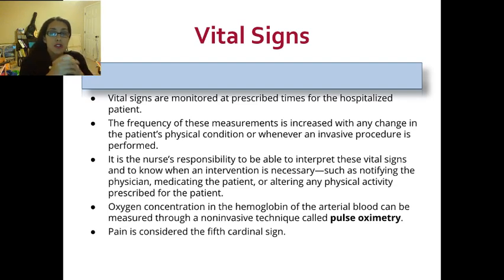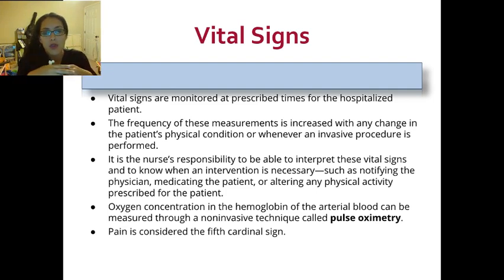It is the nurse's responsibility to be able to interpret these vital signs and to know when an intervention is necessary, such as notifying the physician, medicating the patient, or altering any physical activity prescribed for the patient. It's not only nurses; we also have EMTs, paramedics, PAs, nurse practitioners, all these other medical professions who use these vital signs to make decisions on treatment or how to progress. You're not there yet. I just want you to be aware of it.